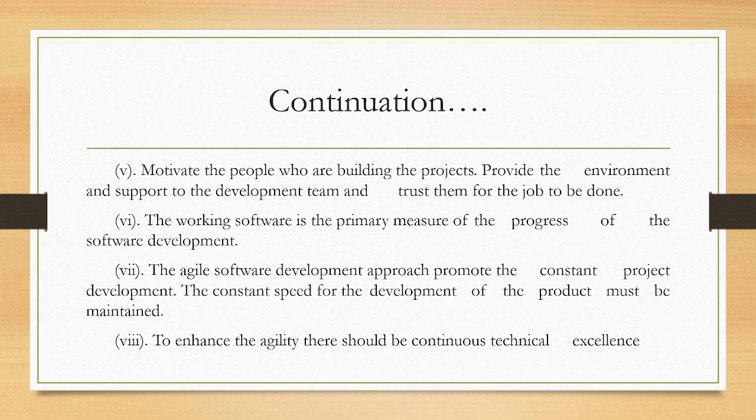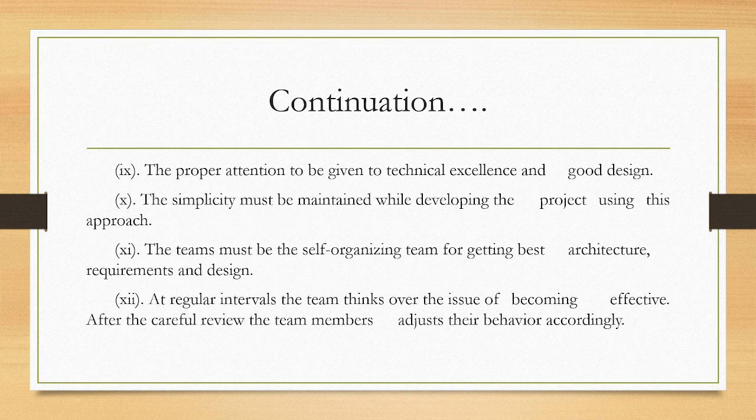The next principle is that working software is the primary measure of progress of the software development. The Agile software development approach promotes constant project development. A constant speed of development of the product must be maintained. The next one is that to enhance agility, there should be continuous technical excellence. Proper attention must be given to technical excellence and good design.